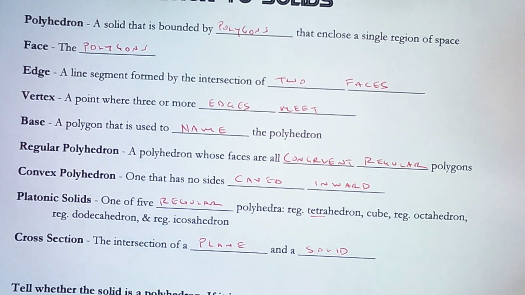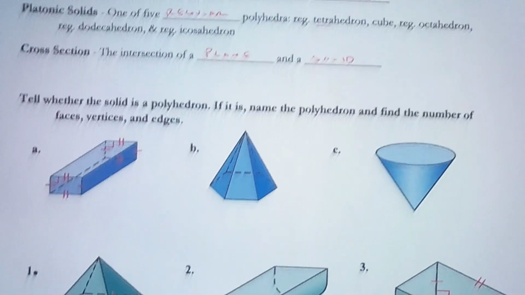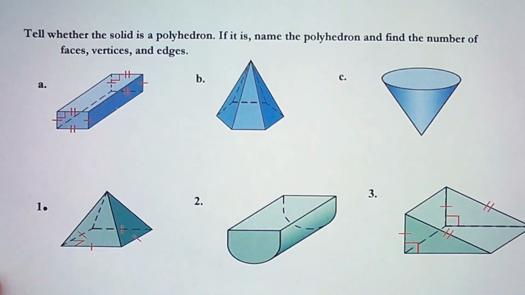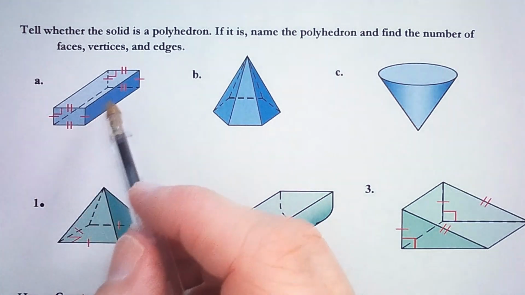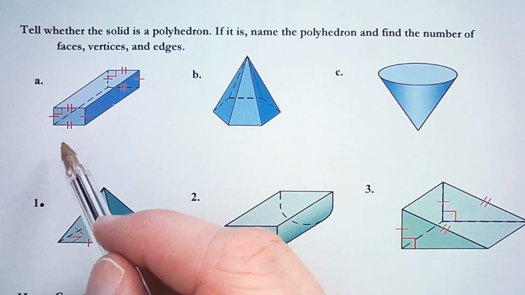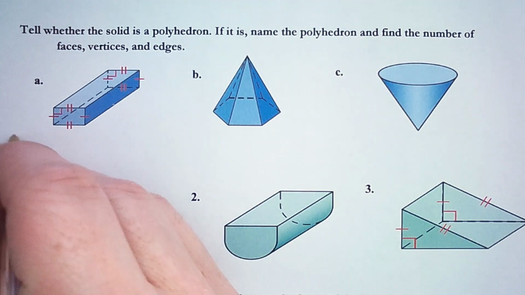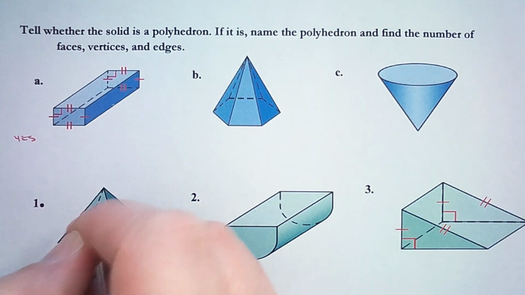Okay, so in our next section, we are going to determine what is and what is not a polyhedron. So here, tell whether the solid is a polyhedron. If it is, name it and find the number of faces, vertices, and edges. Everything on this one is a polyhedron. So yes, it is a polyhedron.